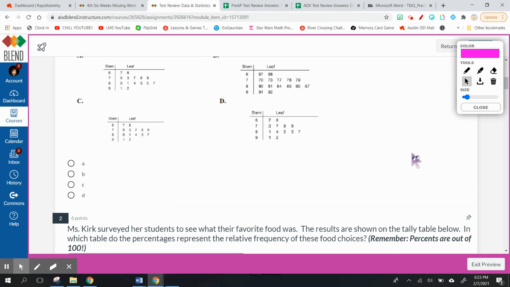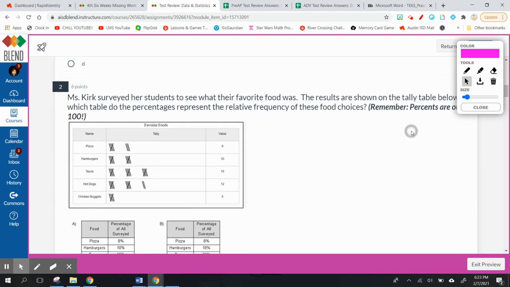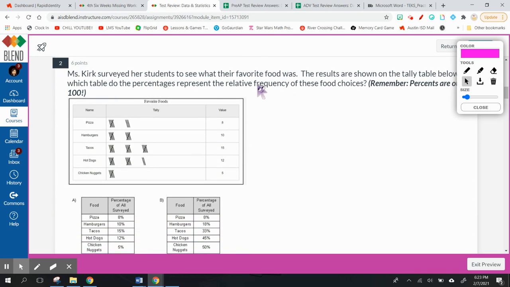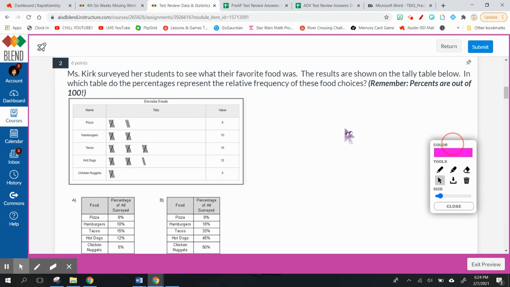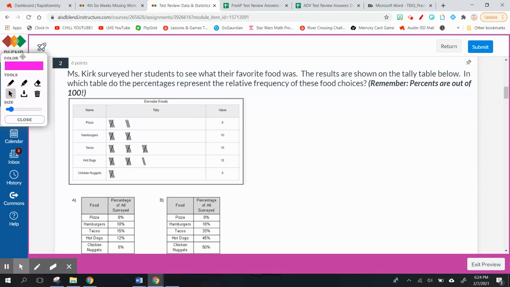All right, let's take a peek at question number 2. Ms. Kirk surveyed her students to see what their favorite food was. The results are shown on the tally table below. Let's see, what's that missing word? In which table do the percentages represent the relative frequency of these food choices?